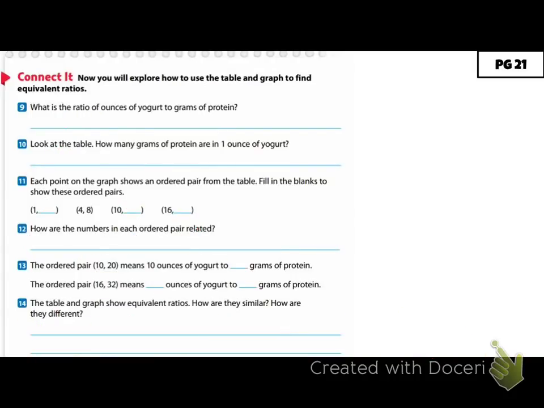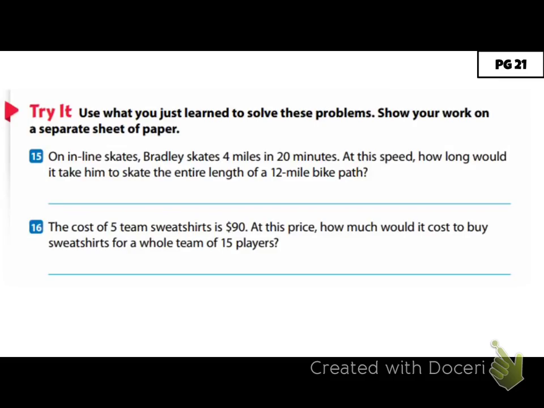So, now, I need you to answer 15 and 16 based off what we did up above. Take a couple minutes, pause the video, try to work them out, and then once you are done, you can resume the video to check your answers.